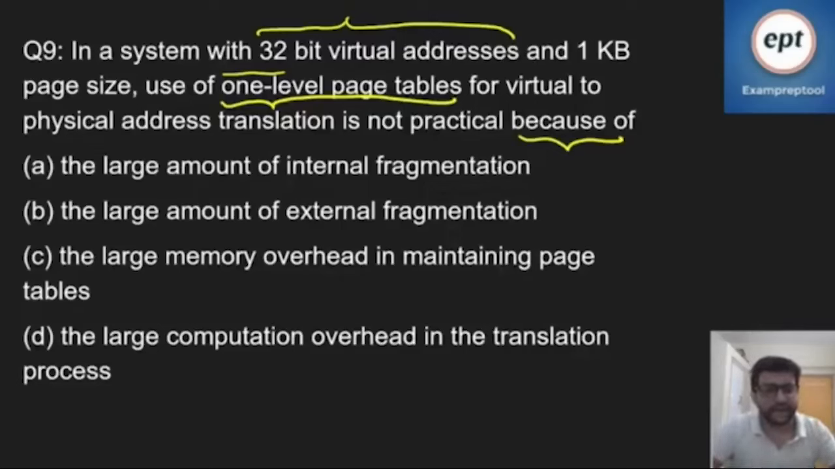So it has been given that the use of one level page tables for virtual to physical address translation is not practical because of a large amount of internal fragmentation, or a large amount of external fragmentation. First of all, in paging, there is no external fragmentation. So external fragmentation is not possible in paging, right? And the first says that it has a large amount of internal fragmentation.